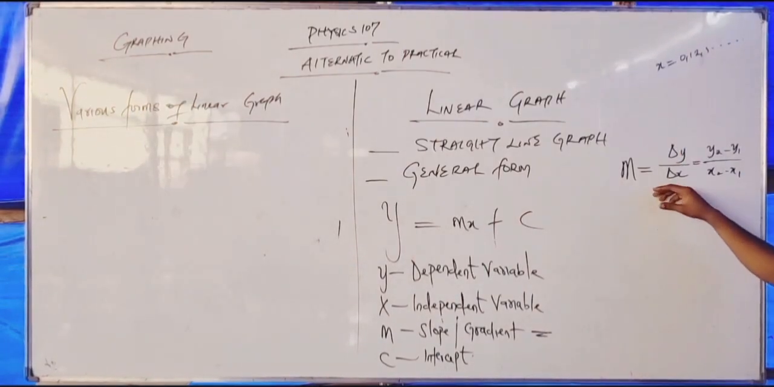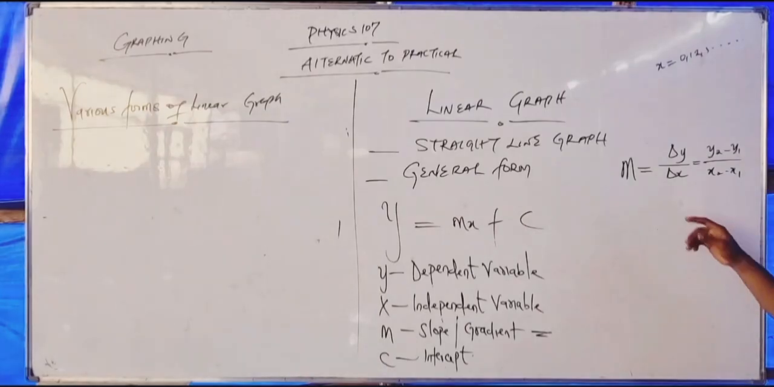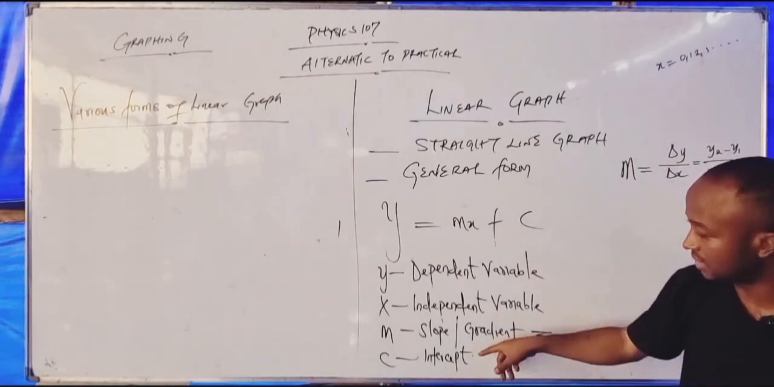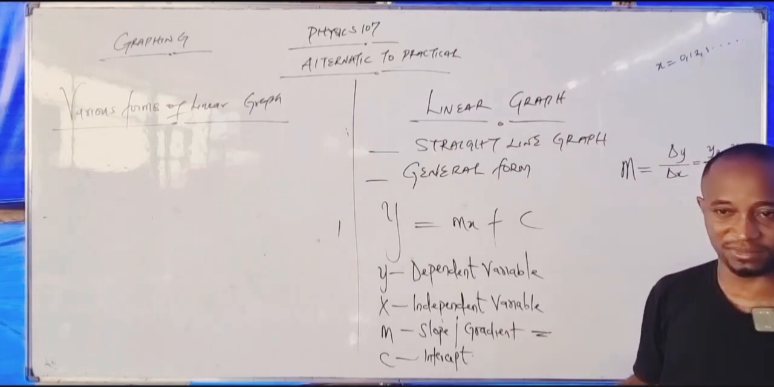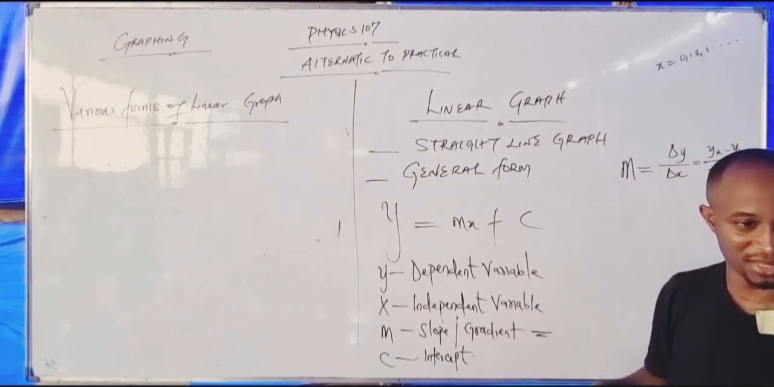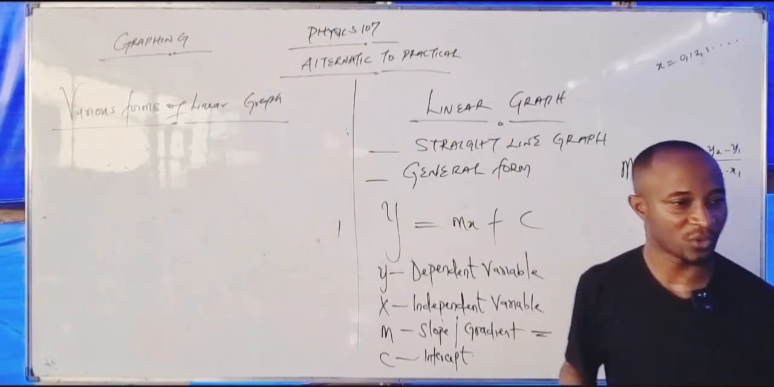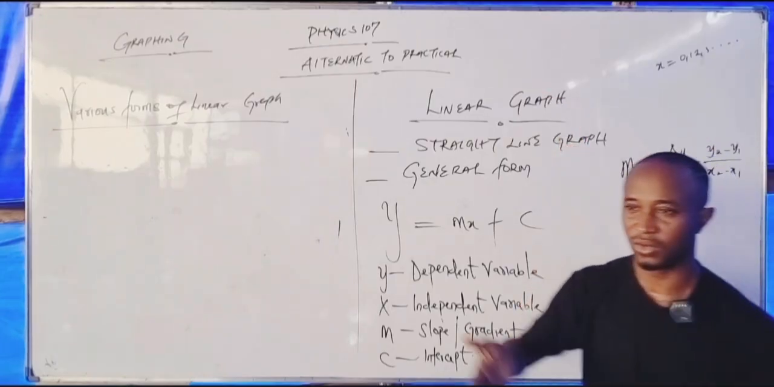Under calculus, we call this differentiation. If you did further mathematics in secondary school, you call this differentiation too, but I'm not going into that. Then what's that c? The intercept. This represents the y-intercept, the point where the regression line cuts the y axis.